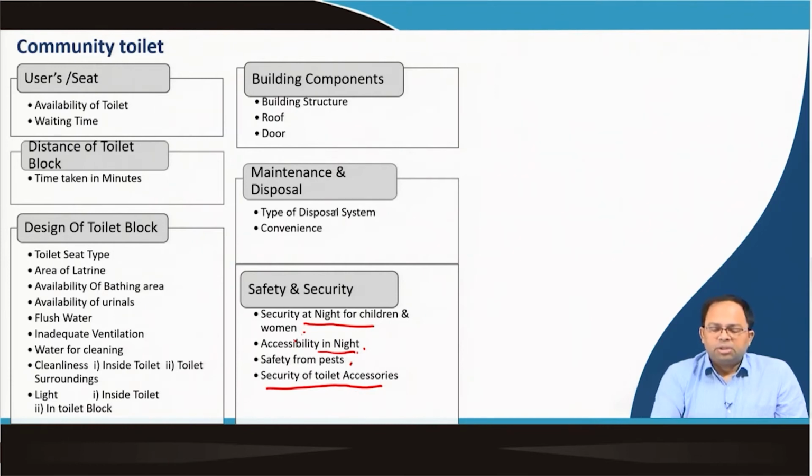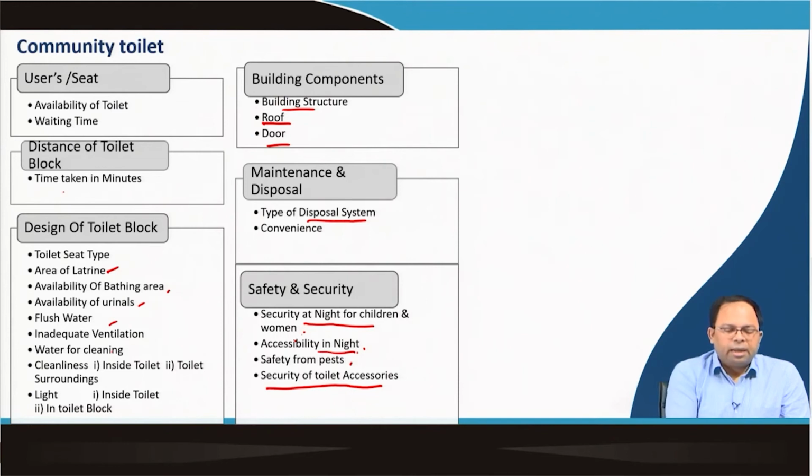Then maintenance and disposal, what is the type of disposal system, how is the roof and the door and the building structure designed. Then design of the toilet block could include the toilet seat type, area of latrine, availability of bathing area, availability of urinals, if a flushing system is there, then time taken, then distance, how far away it is for the people who would use it, how much time it takes to walk to that particular toilet, then how many toilets or seats are available per number of users. That means one WC serves how many people, right. So, these are the different parameters that have to be considered.